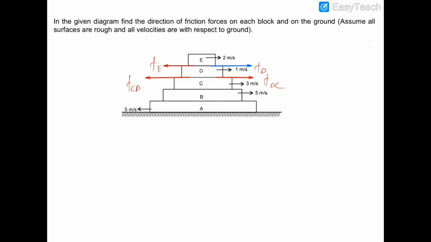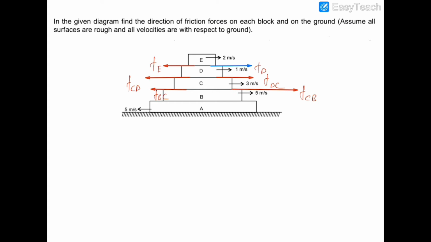Again, by considering the same concept, we can see that B is moving faster than C. So the friction acting on C due to B, FCB, will be in forward direction, and friction acting on B due to C will be in reverse direction, FBC.